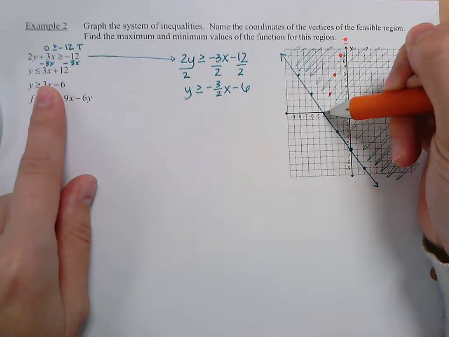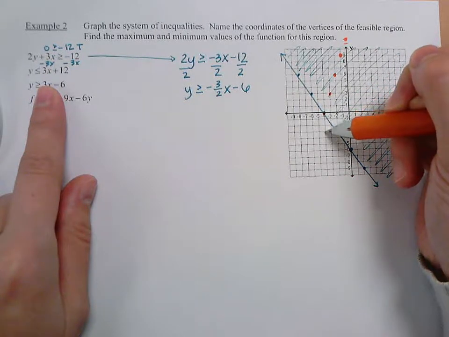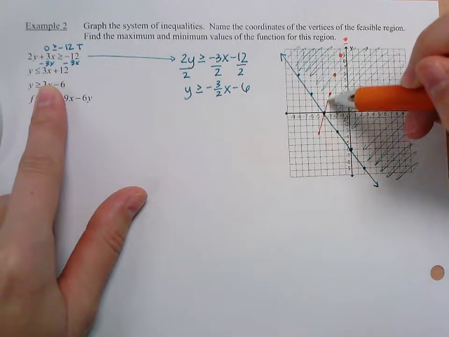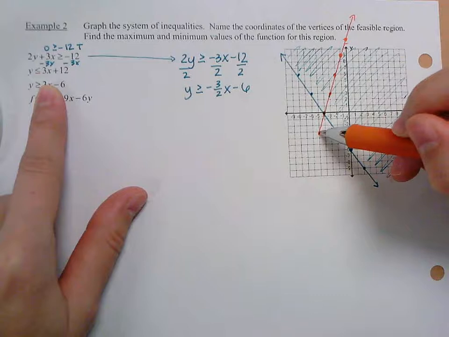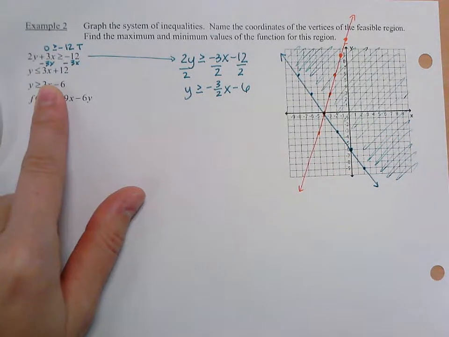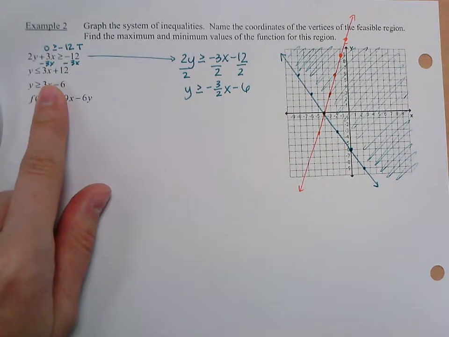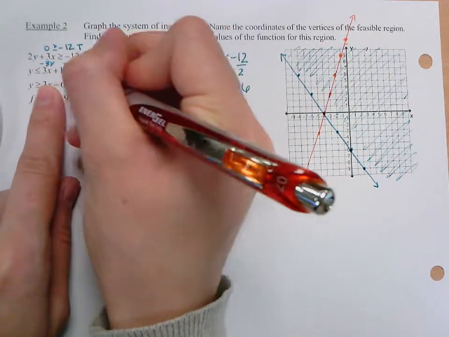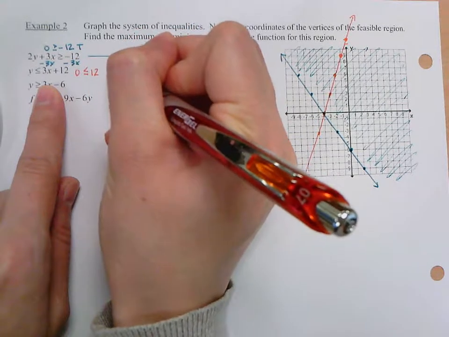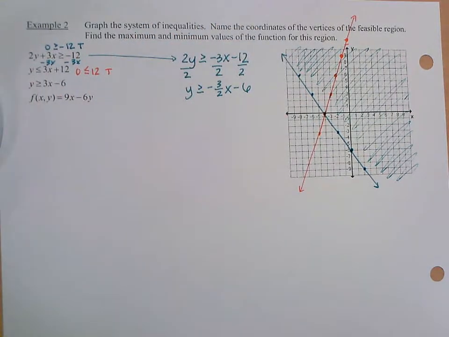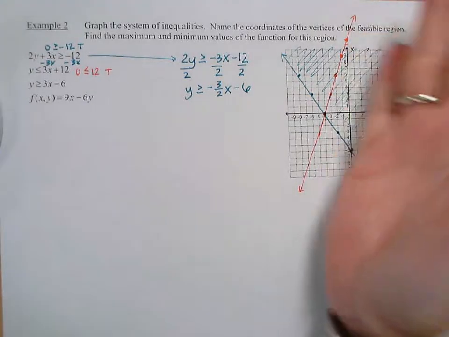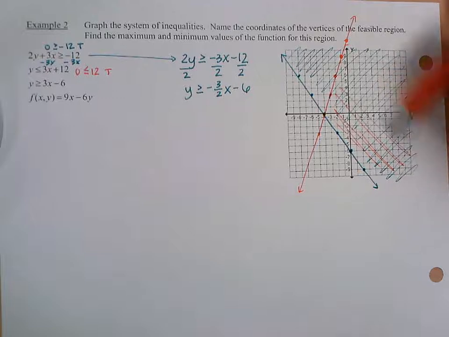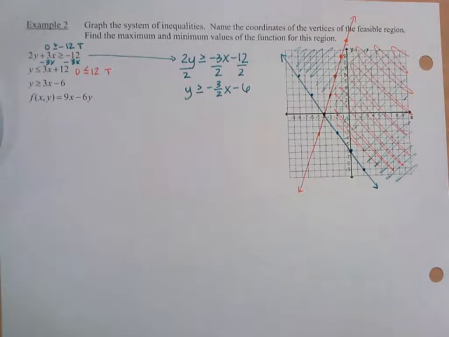I'm going to keep making some points so I can see again where my lines intersect. And if I test 0, 0 for that one, I'd have 0 is less than or equal to 3 times 0 plus 12 is 12. So that is true. So I'm shading to the right towards the 0, 0. I'm only going to shade over the part that was already shaded.